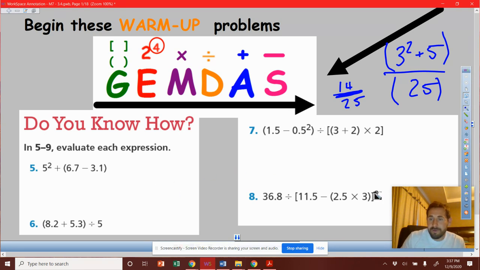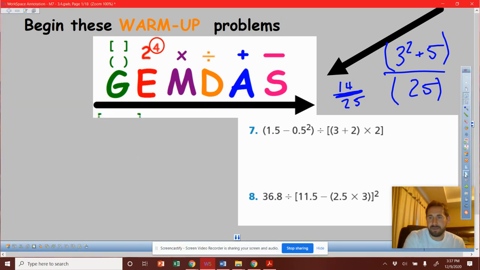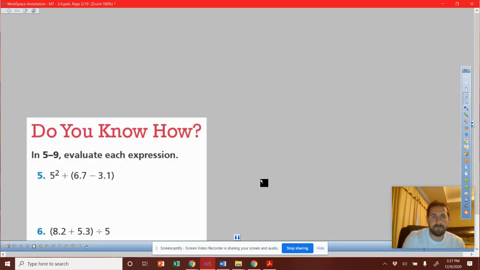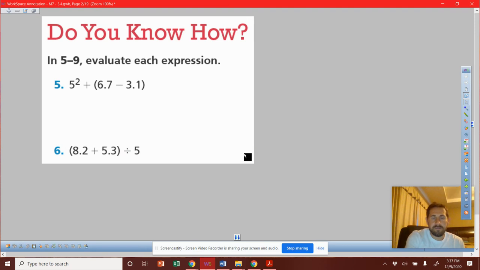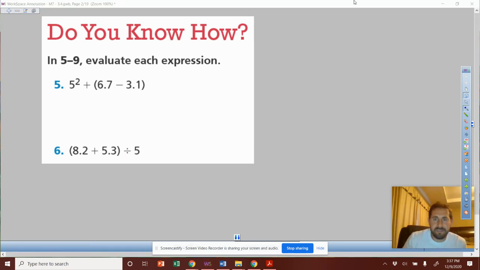So these are all order of operations problems. And we may need to take this to a separate page to be able to complete these. Doesn't seem like there's enough room. All right, the goal is not to do these in your head. The goal is to do them step by step.